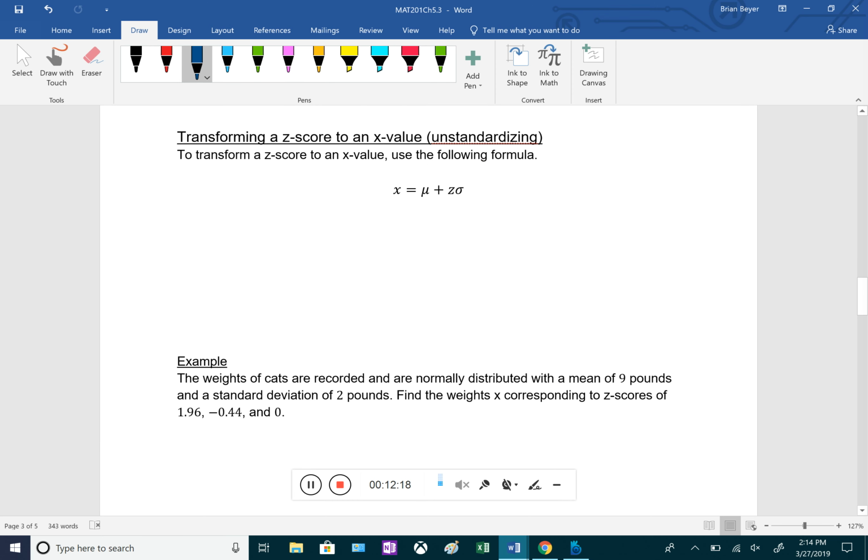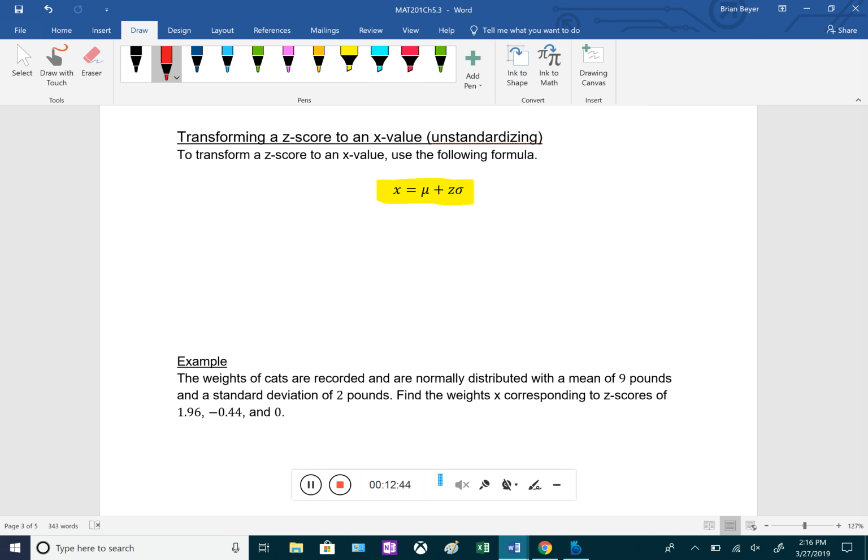Okay, so for the next thing, now we're going to be transforming a z-score to an x value, which is a data entry value. To do this, we're going to be using this formula. It's x equals mu plus z sigma. So the x value equals the mean plus the z-score times the standard deviation.